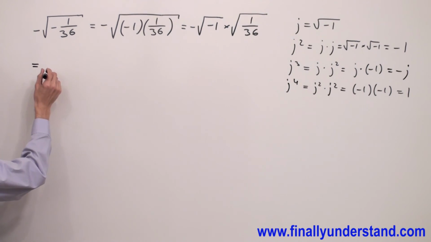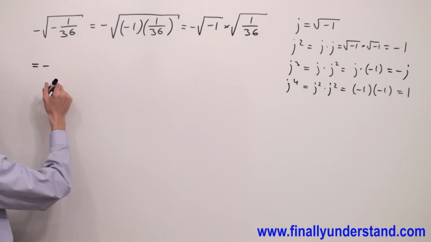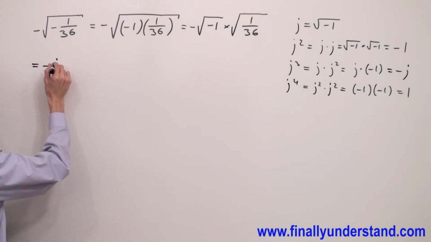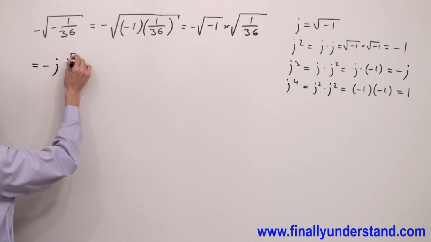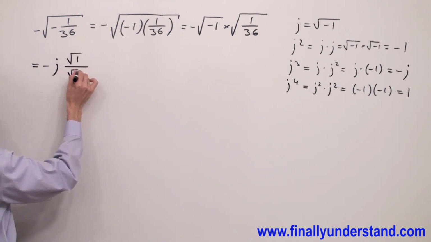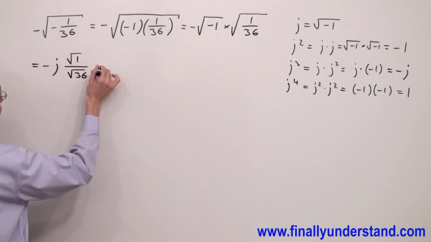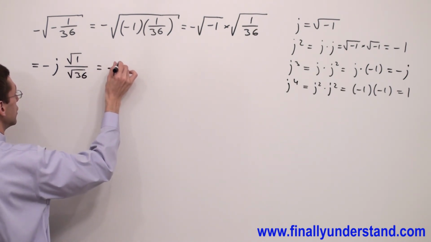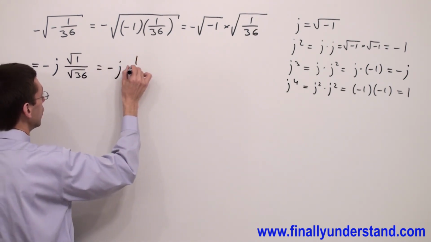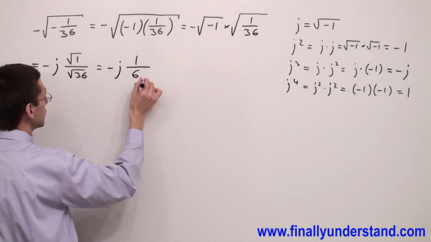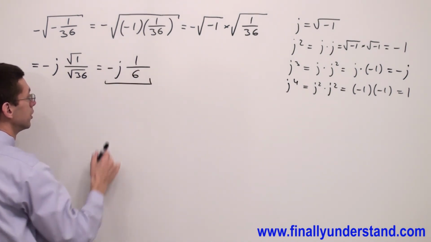which is equal to the negative sign, and I have j times the square root of 1 over the square root of 36, which is equal to negative j times 1/6. This is the solution to my problem.